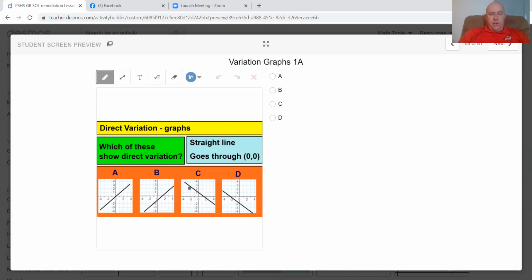Which one is direct variation? Well, we just talked about this. Straight line goes through (0, 0). So it looks like to me, answer choice A doesn't go through (0, 0), doesn't go through (0, 0), doesn't go through (0, 0).